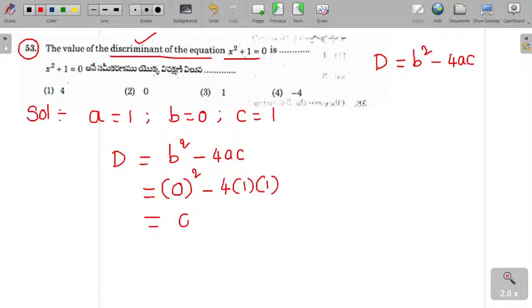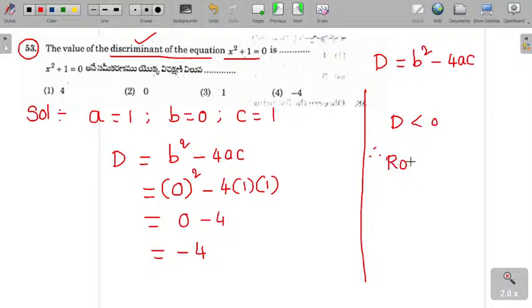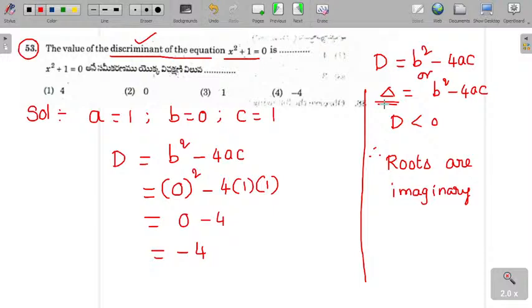So what do we get? 0 square is 0 minus 4, so obviously negative 4. For example, instead of the discriminant, if you are asked the nature of the roots, as the discriminant is negative, D is less than 0, so the roots are imaginary. There is a chance of getting this type of question in the examination also. Sometimes the discriminant can also be written as delta. Delta is equal to b square minus 4ac. In some textbooks, they may use the symbol delta for the discriminant.